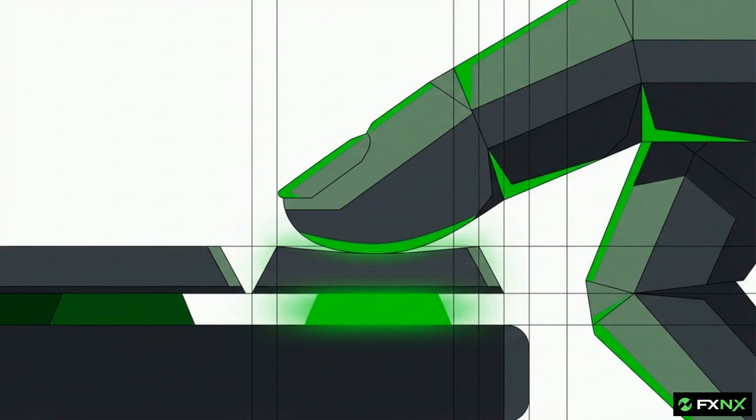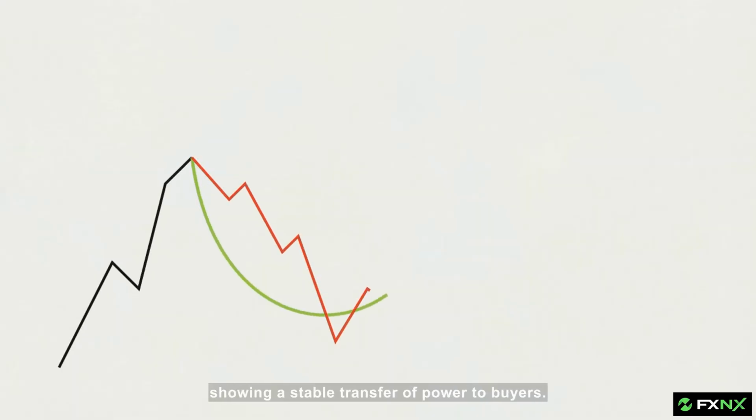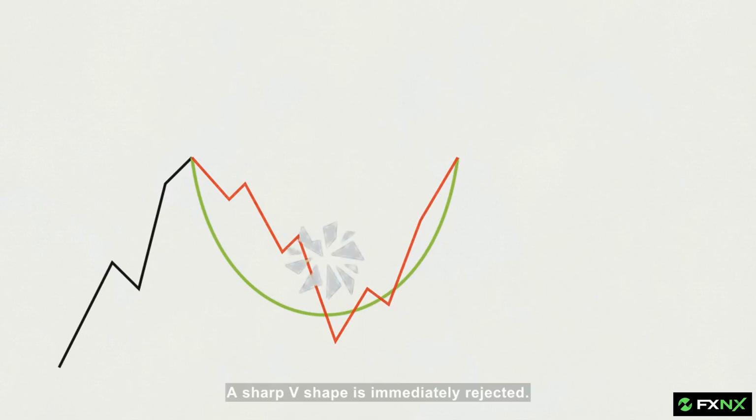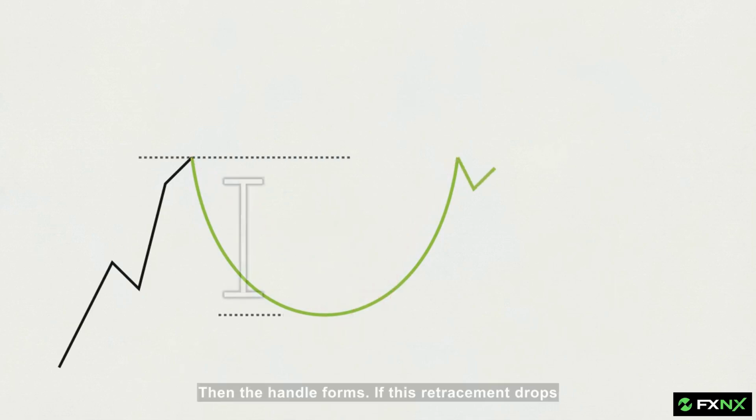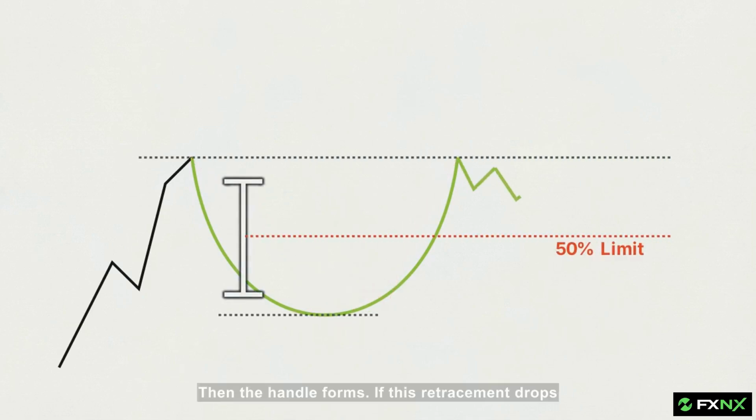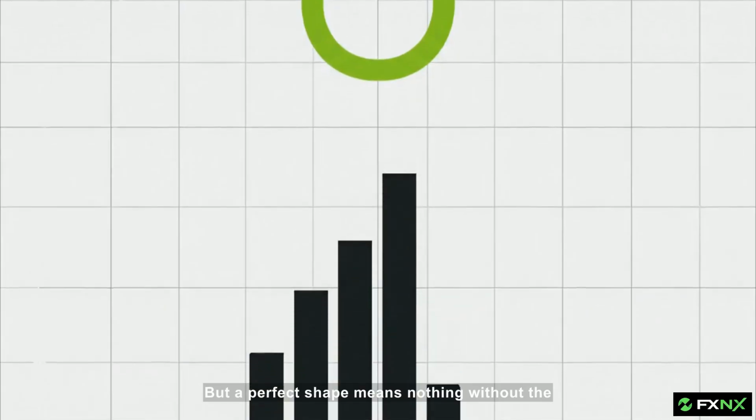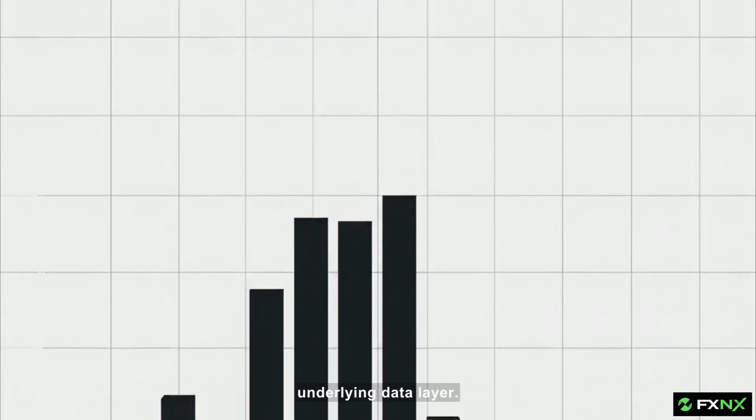The cup must form a graceful U shape, showing a stable transfer of power to buyers. A sharp V shape is immediately rejected. Then the handle forms. If this retracement drops below 50% of the cup's depth, the setup is entirely invalidated. But a perfect shape means nothing without the underlying data layer.